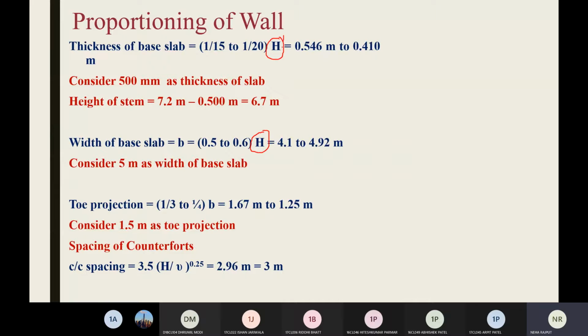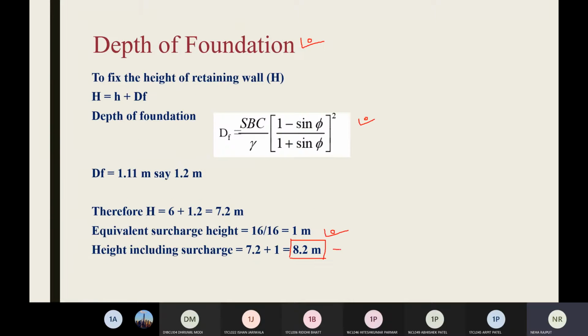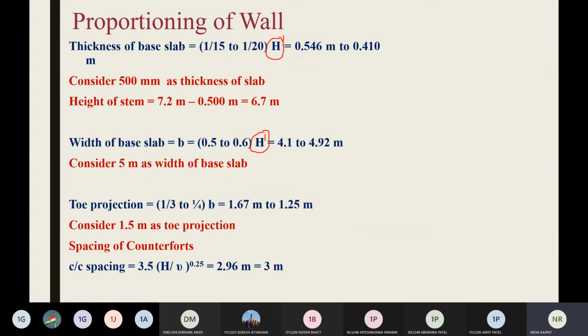So this will be your H dash. Actually this is your H dash, and what is H dash? H dash is the height including the surcharge. So whenever surcharge pressure is there, you need to calculate height including surcharge, and this value you are going to use only at the proportioning of wall. So here this will be your H dash, and here also this is your H dash.